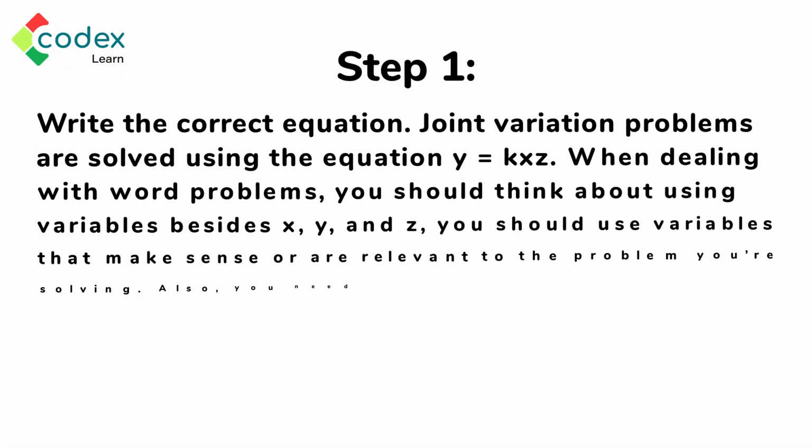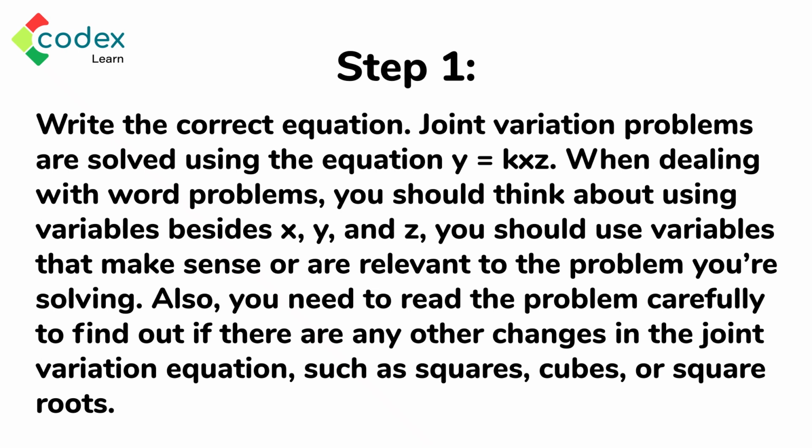Step 1. Write the correct equation. Joint variation problems are solved using the equation y equals kxz. When dealing with word problems, you should think about using variables besides x, y, and z. You should use variables that make sense or are relevant to the problem. Also, you need to read the problem carefully to find out if there are any other changes in the joint variation equation, such as squares, cubes, or square roots.